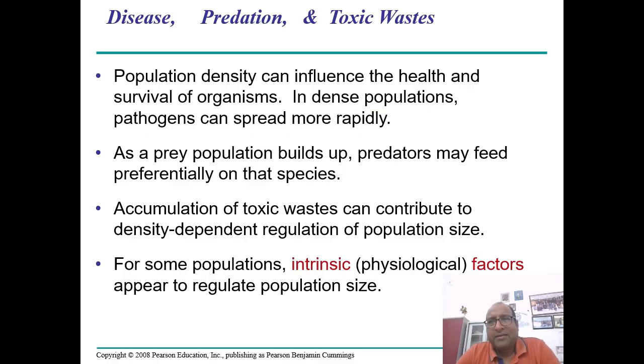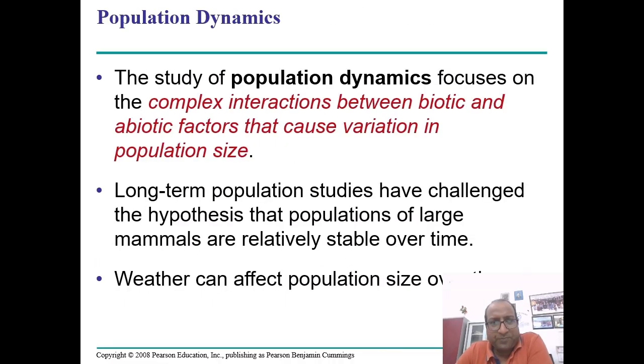And similarly, if many individuals are living in a limited place, they will produce toxic waste like urea and fecal matter, and they do not have more place to discharge it, so it will accumulate and occupy the land. It may cause a density-dependent detrimental effect on the life of the individuals of that population. For some populations, intrinsic factors regulate population size.